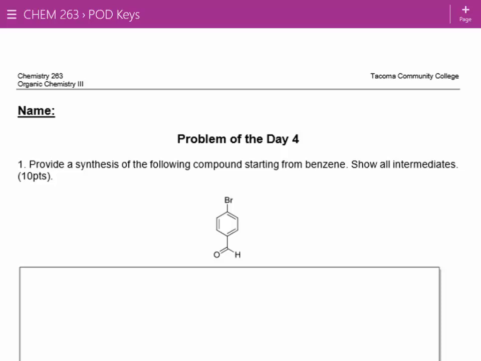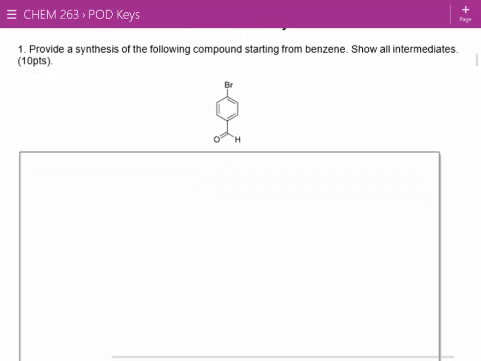All right, everybody, let's start by going over problem of the day number 4, which you were supposed to work on last night. It bridges chapter 19 to chapter 20. I gave you a hint in the email last night because I know a lot of you have forgotten how to make aldehydes a little bit. I know we covered it in term 1 and term 2, but we're going to go back and review it a little bit. All right, so there's quite a few ways to go about this.